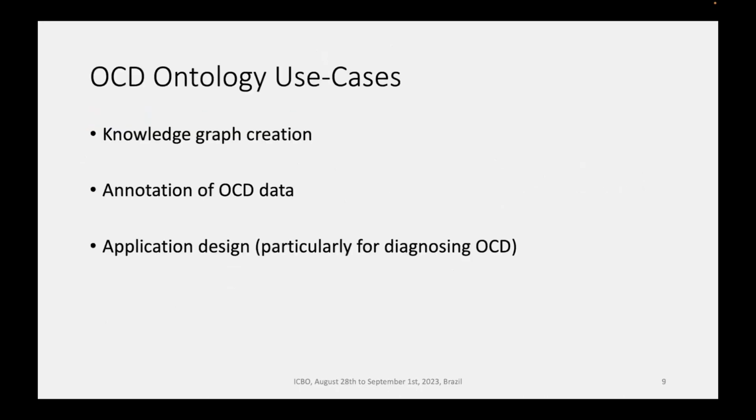OCD ontology use cases. The first use case is the creation of the knowledge graph. The second one is the annotation of OCD data. The third one is to provide application design, and in particular here, for diagnosis of OCD.